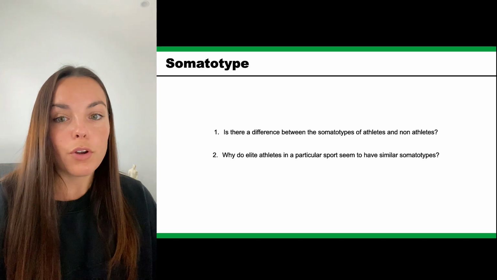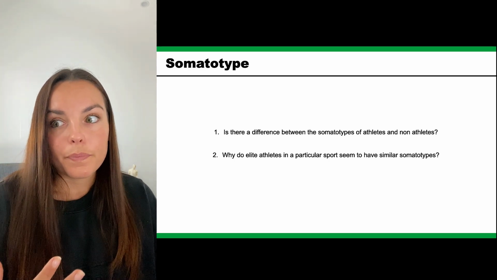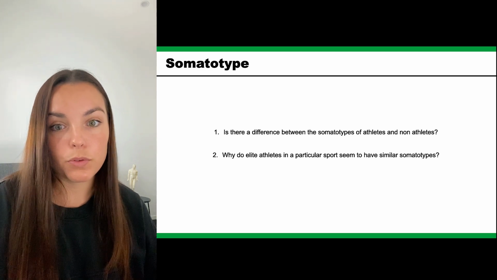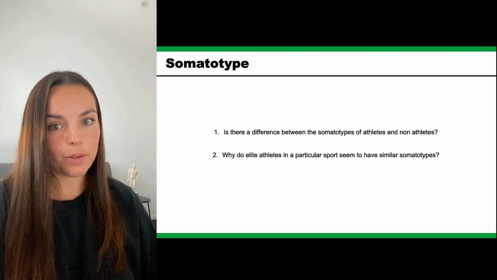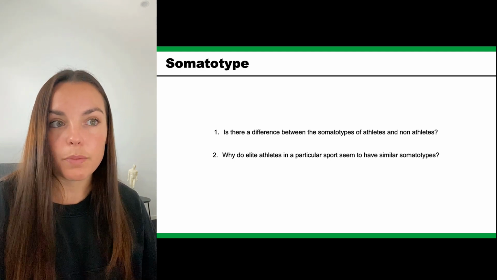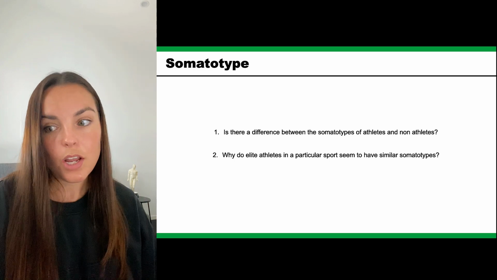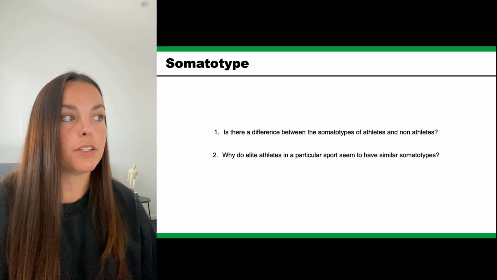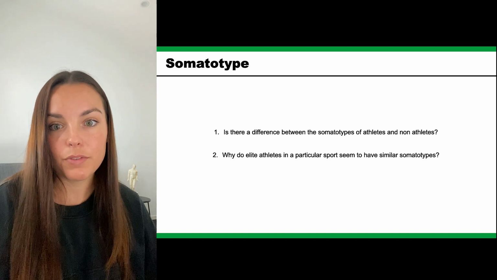Compared to non-athletes, a gymnast is probably going to have a different somatotype because they're very small and muscular, whereas not a lot of the general population looks like that. Same thing with a high jumper. They're very tall, very slender. Not a lot of the normal population has the same body type as a high jumper. So in that case, yes, there will be differences.